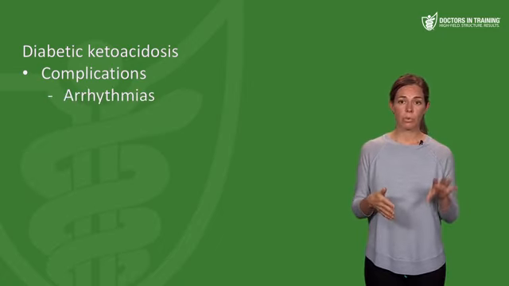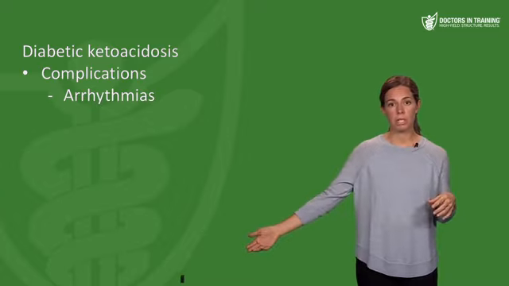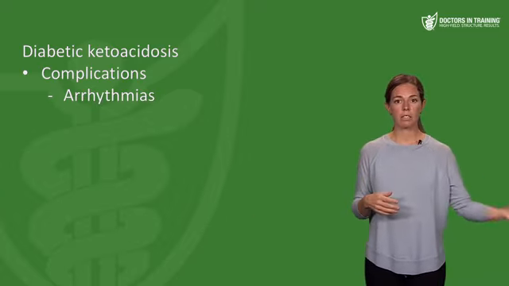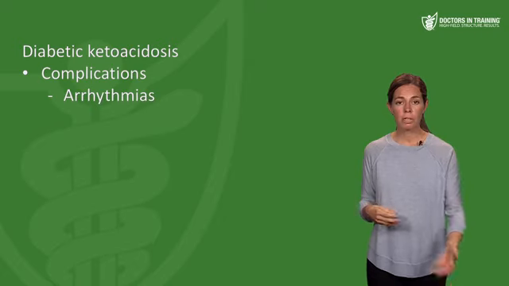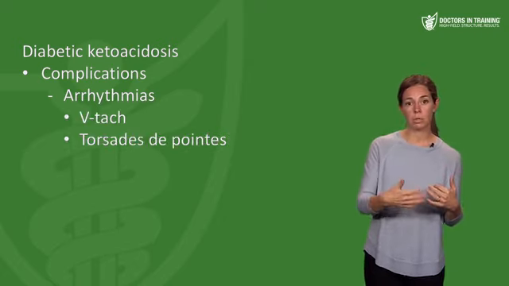So DKA can cause arrhythmias because of serum hyperkalemia and also from that total body potassium depletion, so both directions. And when potassium is low, magnesium can also be low, and that can lead to arrhythmias like VTAC, and specifically with the low magnesium, torsades.